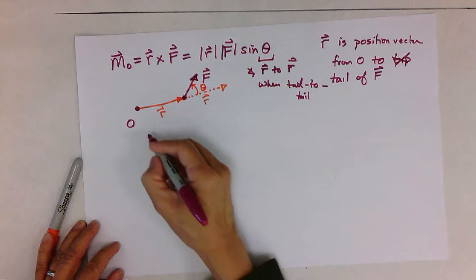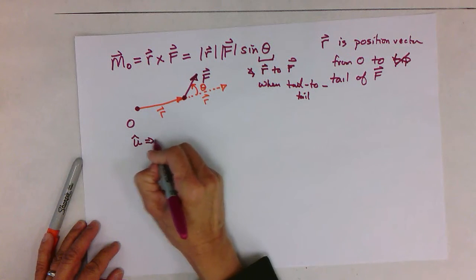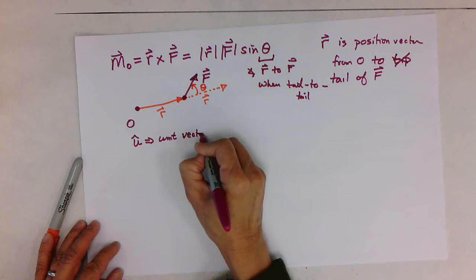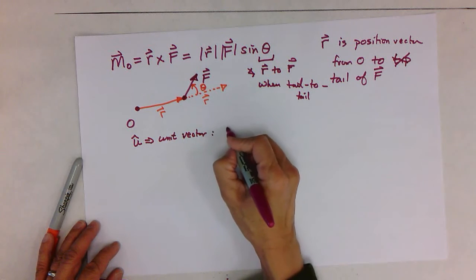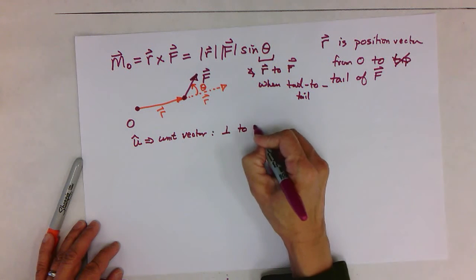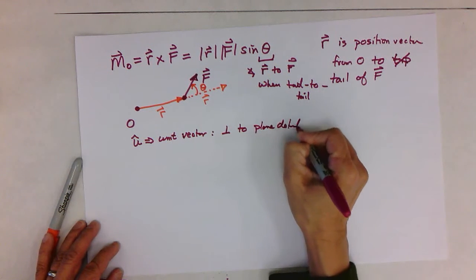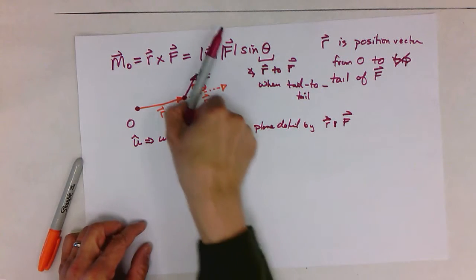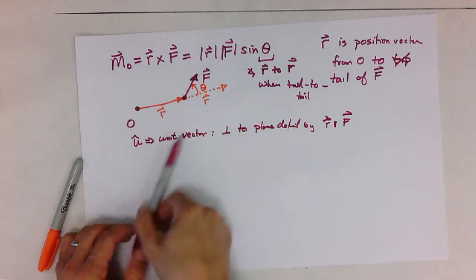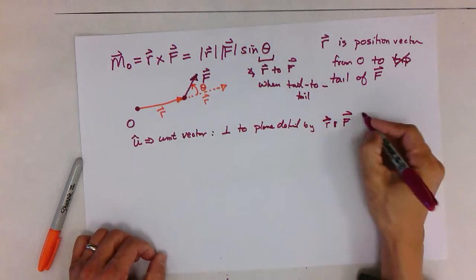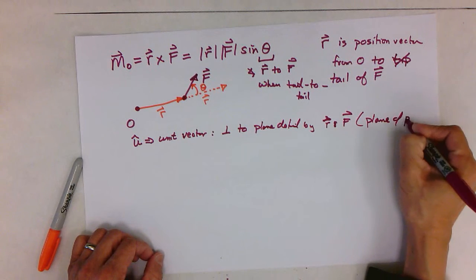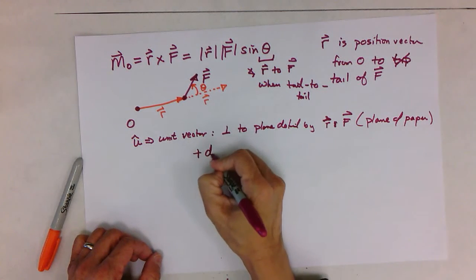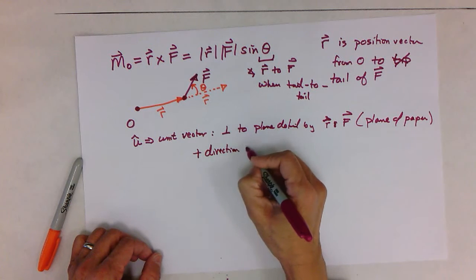All right. Where is U? U is a unit vector, so its magnitude is 1. And its direction is perpendicular to the plane defined by R and F. In this case, F lies in the plane of the paper, R lies in the plane of the paper. They define the plane of the paper. So it's perpendicular to that, either coming out of the page or going into the page. And the positive direction follows the right-hand rule.